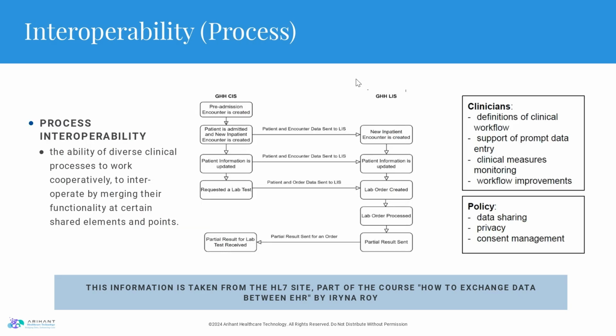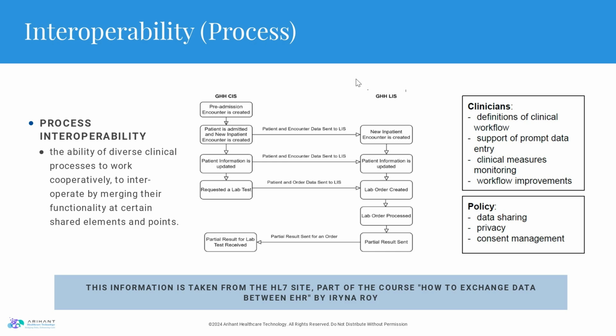And the last one, last but not least, is process interoperability, which is the most important one while transforming the information. The ability of diverse clinical processes to work cooperatively and to interoperate by merging their functionality at certain shared elements and points. So let's consider the example here.